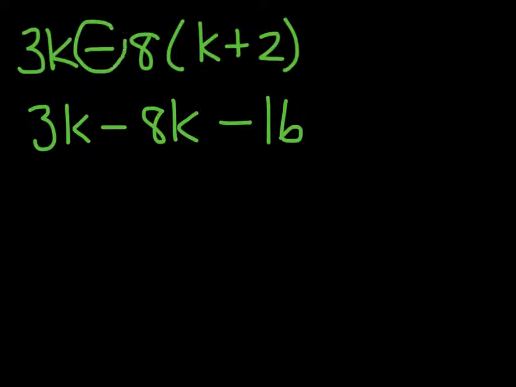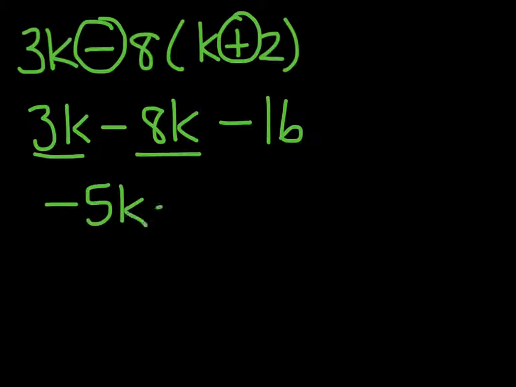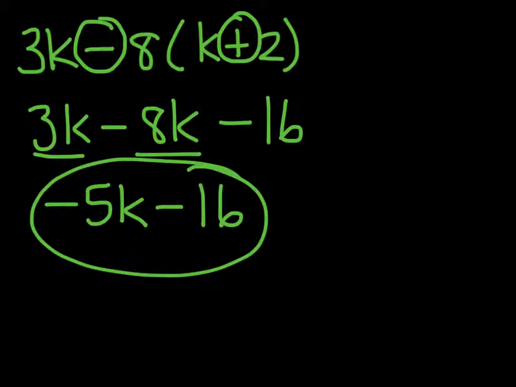Why is this a minus sign? Well, because 8 is negative, 2 is positive. When the signs are different, you use the negative. Okay, so don't let that trip you up in future problems. So 3k minus 8k combined gives us negative 5k minus 16. So here is our simplified expression, minus 5k minus 16.